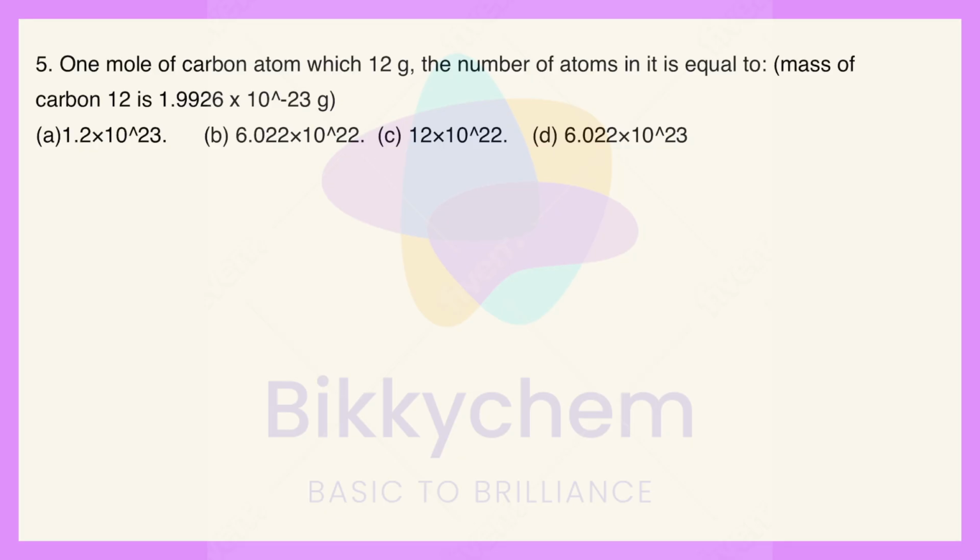You know that carbon 12 is taken as the standard reference for the Avogadro number, which is always equal to 6.022 × 10^23. There is not much more to this question; you just should know that carbon 12 is always considered to be 6.022 × 10^23. So the answer, the option, will be D.